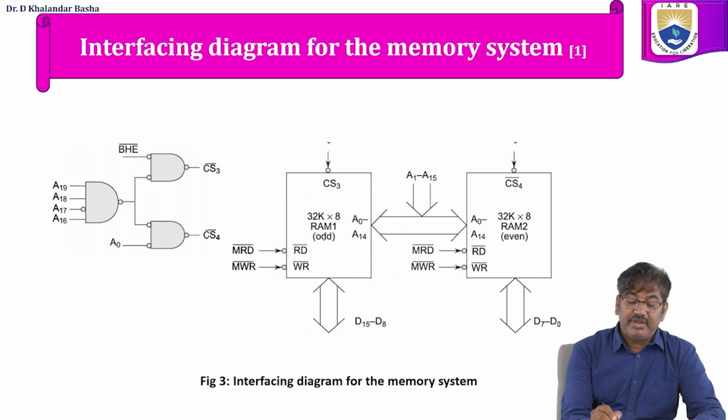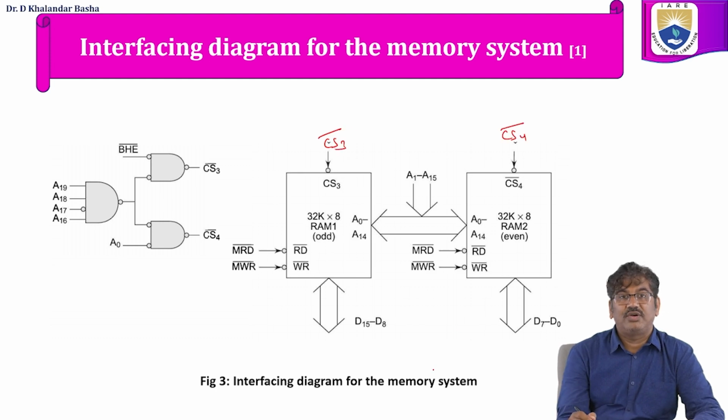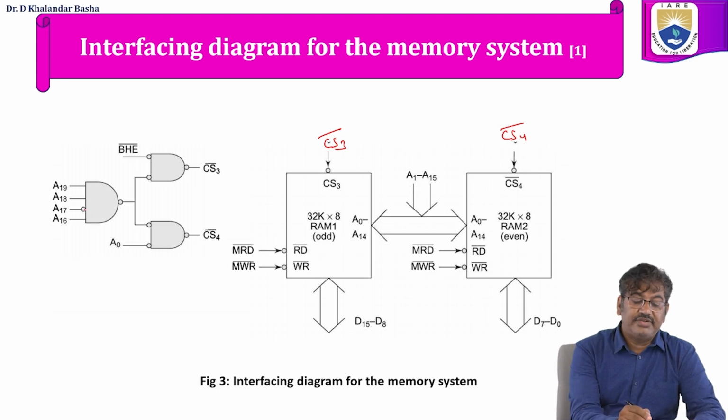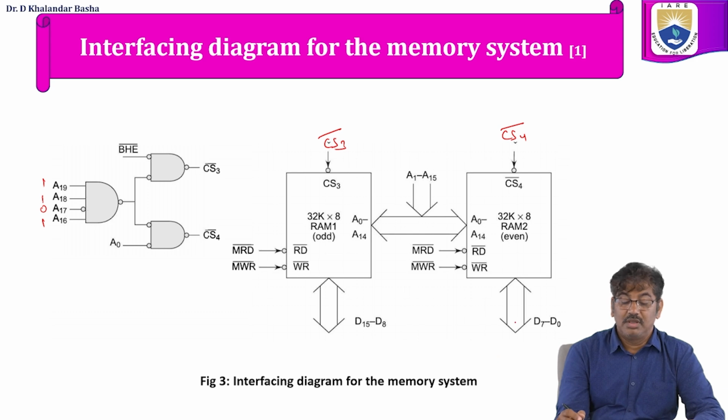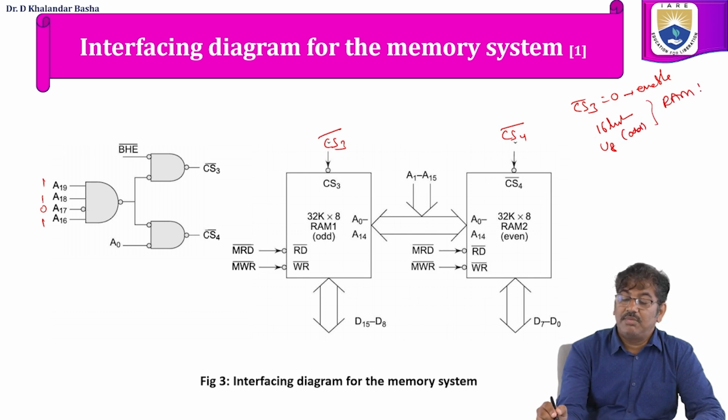Next, here we have two RAMs placed in a row. One is 32K8, another one 32K8. Here the chip select signals are CS3 bar and CS4 bar. These two are active signals. In the interfacing here you can see that A17 is in the 01 combination. As it is 01, these two are 11, we have placed a bubble for A17. So when CS3 bar is equal to 0, that is the enabled state, it indicates a 16-bit data transfer or upper 8 bits from odd address, which correspond to RAM block 1 and 2.